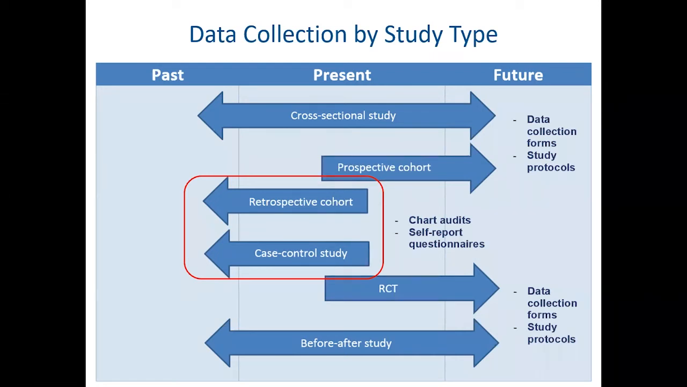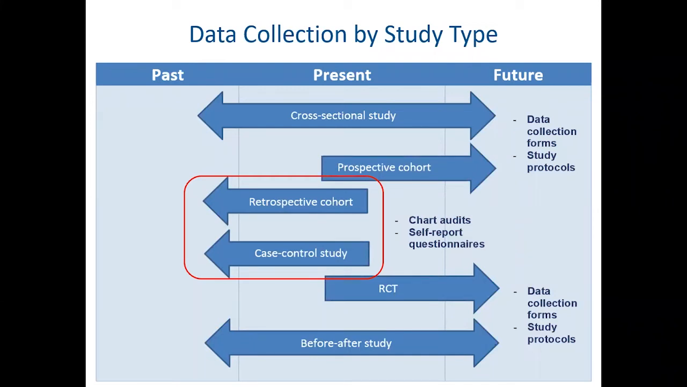So in retrospective studies, like those circled here, you're really reliant on chart audits and self-report questionnaires from people. So there's lots of opportunity for missing data points or issues with what's called recall, so being able to remember what happened accurately. Case control studies are always done retrospectively, and data is gathered from medical records and extracted from physician notes.